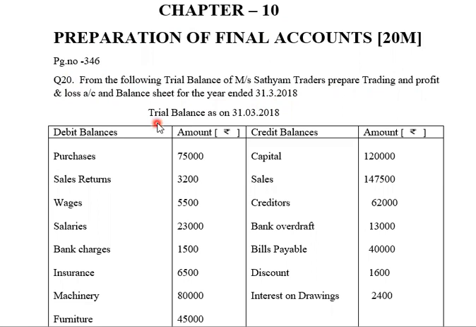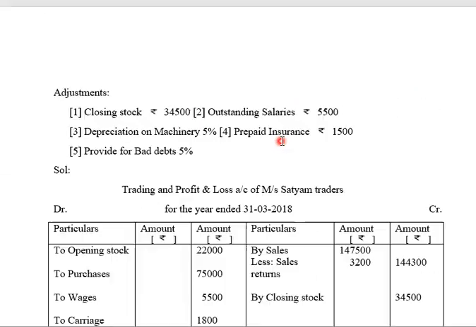The trial balance is given as trial balance as on 31st March 2018, debit balances, credit balances. Provided with some adjustments. The adjustments are given as closing stock 34,500, outstanding salaries 5,500, depreciation on machinery 5%, prepaid insurance 1,500, provide for bad debts 5%. So here is the solution.